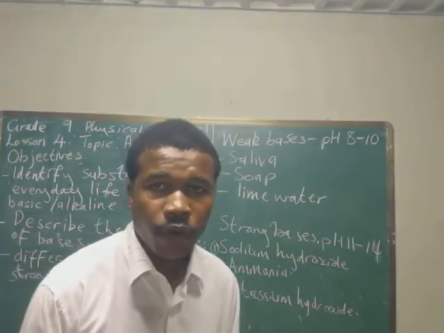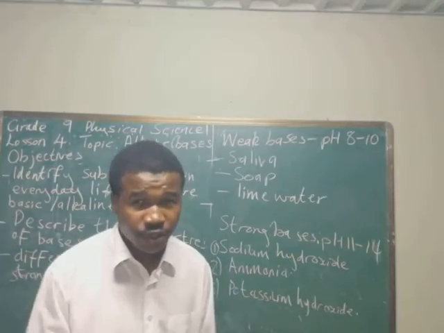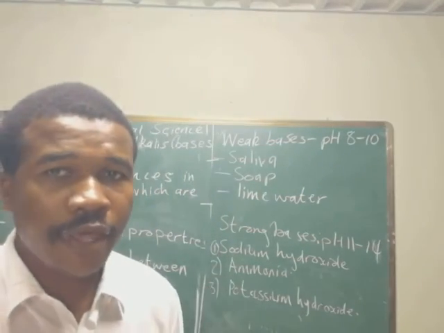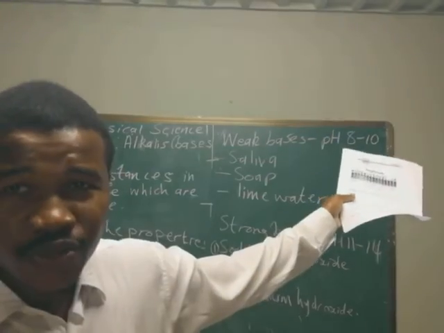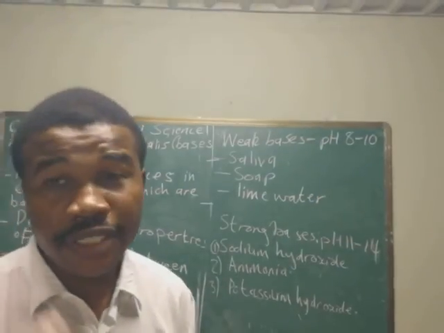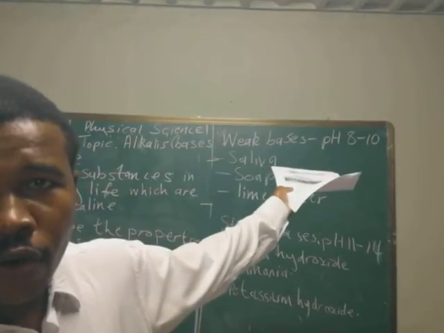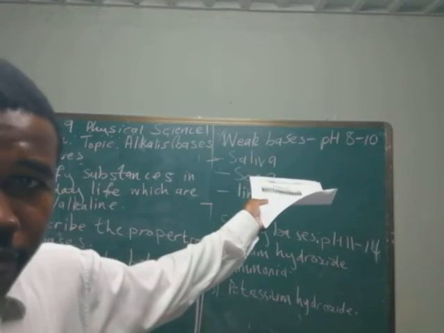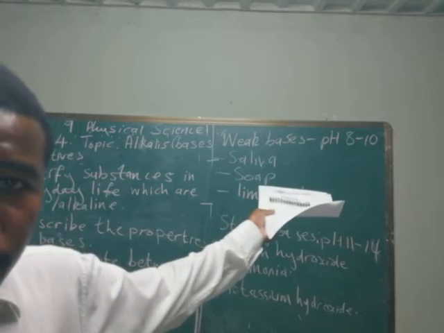Okay, so I hope you were able to write some of the weak bases that you know and some of the strong bases. I have just put in there that weak bases are basically bases with a pH of 8 to 10. And we have the example there of saliva, the saliva in our mouths. That is also an example of a weak base.